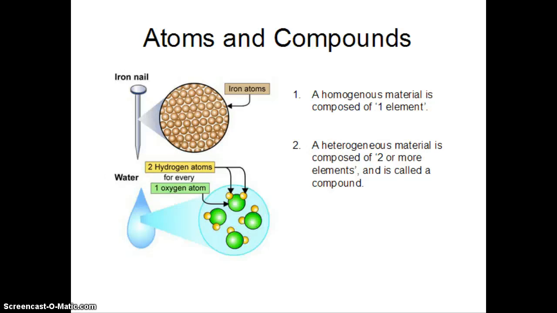Here's an example: atoms and compounds. A homogeneous material is composed of one element. A heterogeneous material is composed of two or more elements, called a compound. An iron nail is made up of just iron atoms, and water is made up of hydrogen, oxygen, and hydrogen, or H2O, so two hydrogens per oxygen in this case.